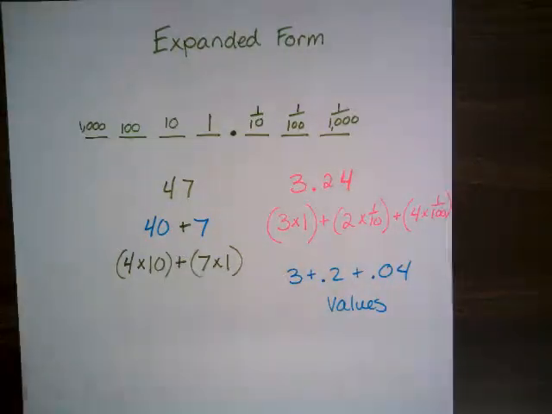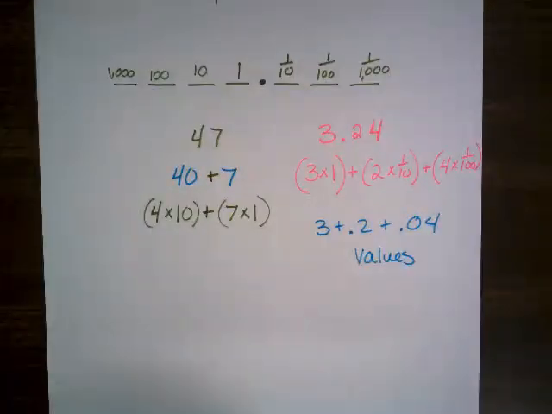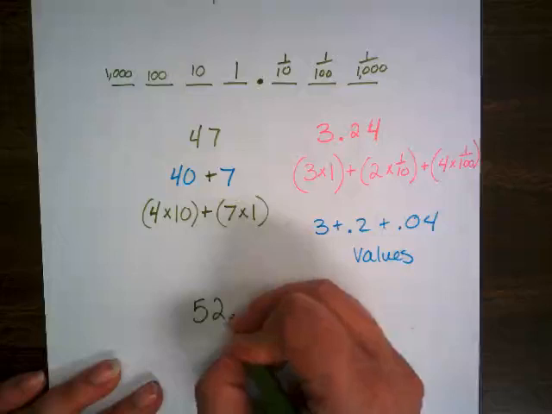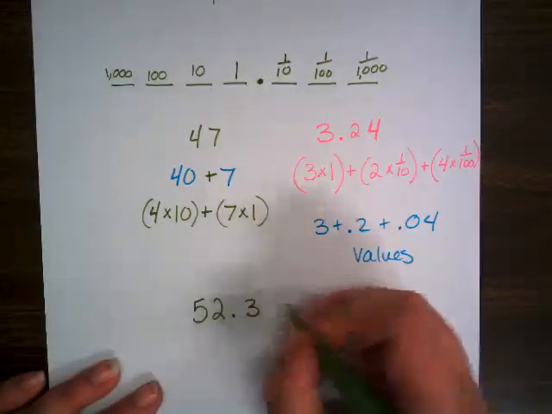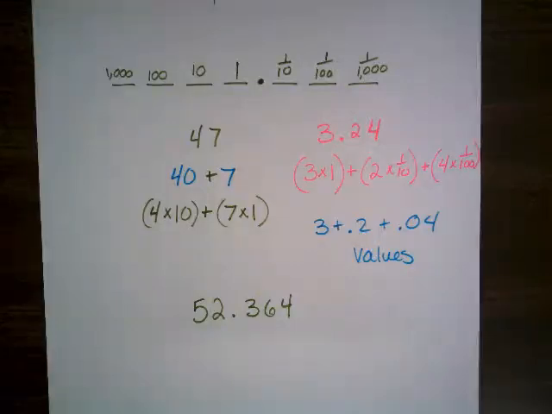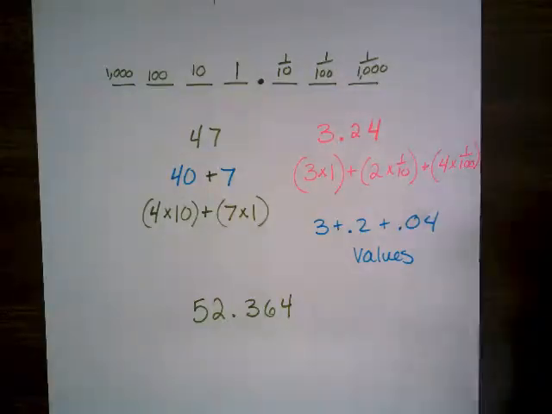Let's go ahead and try one more. I want you to be thinking about what this is going to look like. I'm going to take the number 52.364. 52 and 364 thousandths. Gosh, what would this look like in expanded form? Think about that for a minute.